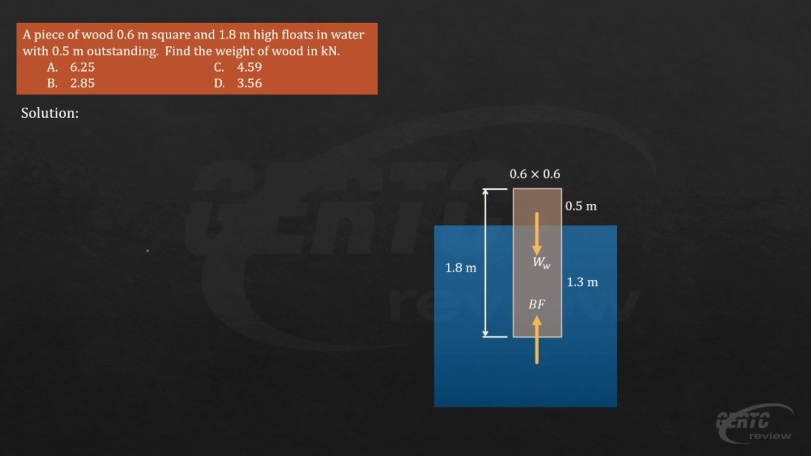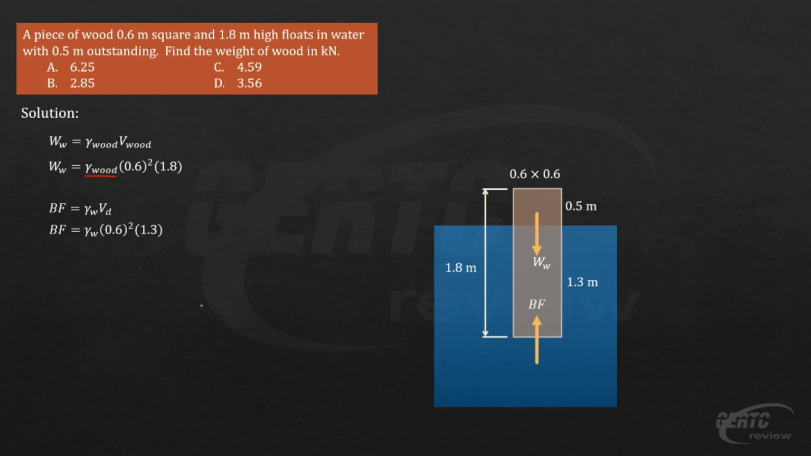the wood. The weight of the wood is equal to the unit weight of the wood, which is unknown, times the volume of the wood. The volume is 0.6 by 0.6 by 1.8. So, we have this in terms of the unit weight of the wood. And the buoyant force is the unit weight of water times the volume displaced. The volume displaced is 0.6 by 0.6 by 1.3.